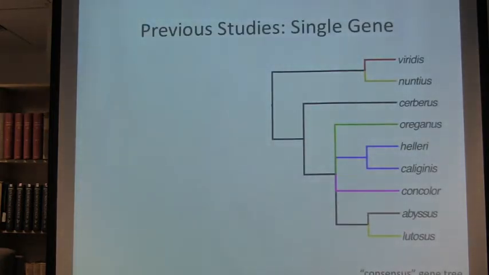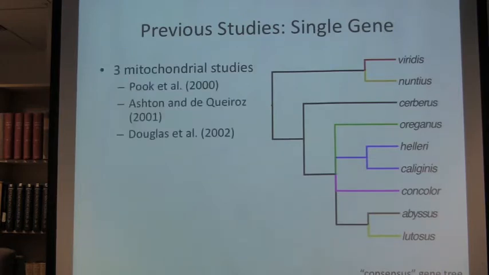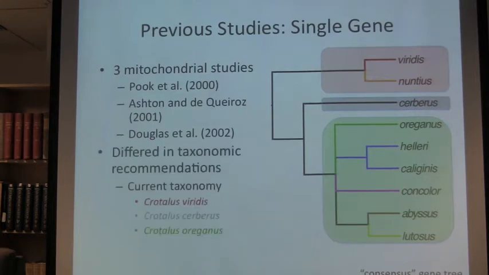The only previous molecular work done in this group was carried out over a decade ago. 3 nearly concurrent mitochondrial studies all came up with the same general reciprocally monophyletic groupings in their mitochondrial gene trees. I've highlighted those reciprocally monophyletic clades here, and they all differed in their taxonomic recommendations, though they found the same result. So current taxonomy recognizes these 3 reciprocally monophyletic mitochondrial clades as the 3 species within the group.